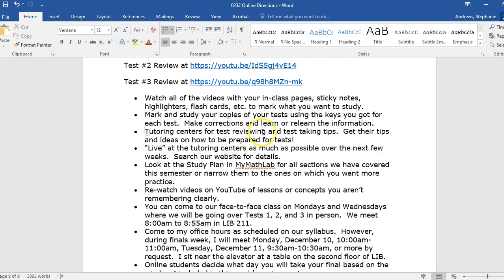But the tutoring centers would be great for you to schedule a trip or just drop by tomorrow or the next day and say, show me how you think I can review. What are your ideas of test taking tips? Because they're more than a tutoring center, they're a success center. And get their tips and ideas on how to be very well prepared for test because your college career is bigger than one math class. And so you need to be thinking large and how can I be prepared for any kind of test?